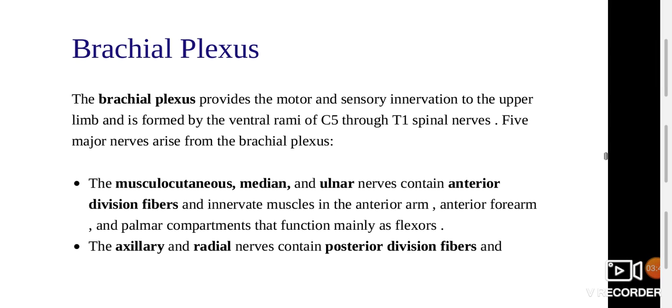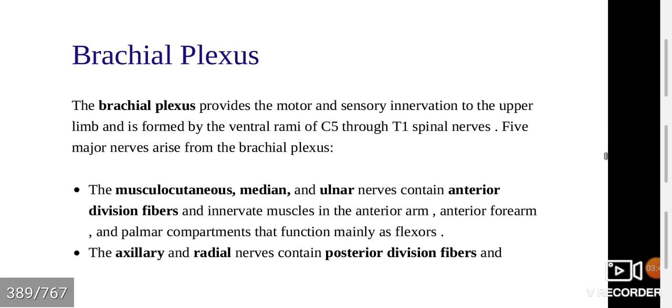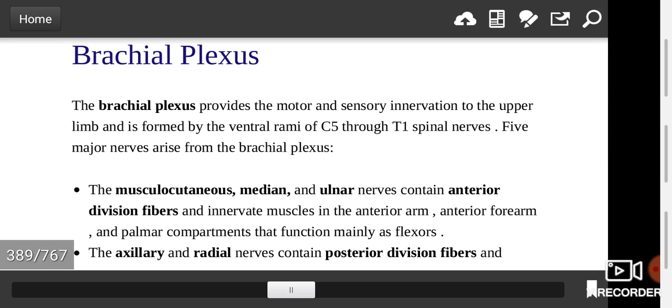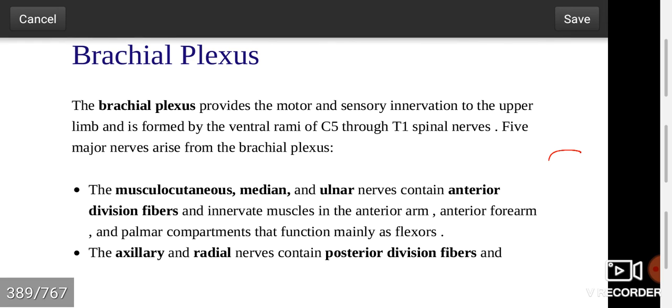From this brachial plexus, 5 major nerves arise. Of these 5 major nerves, 3 nerves are arising from the anterior division, and 2 other nerves are arising from the posterior division. The 3 which are arising from the anterior division are the musculocutaneous nerve, median nerve, and ulnar nerve. These 3 nerves are arising from the anterior division fibers of the brachial plexus.